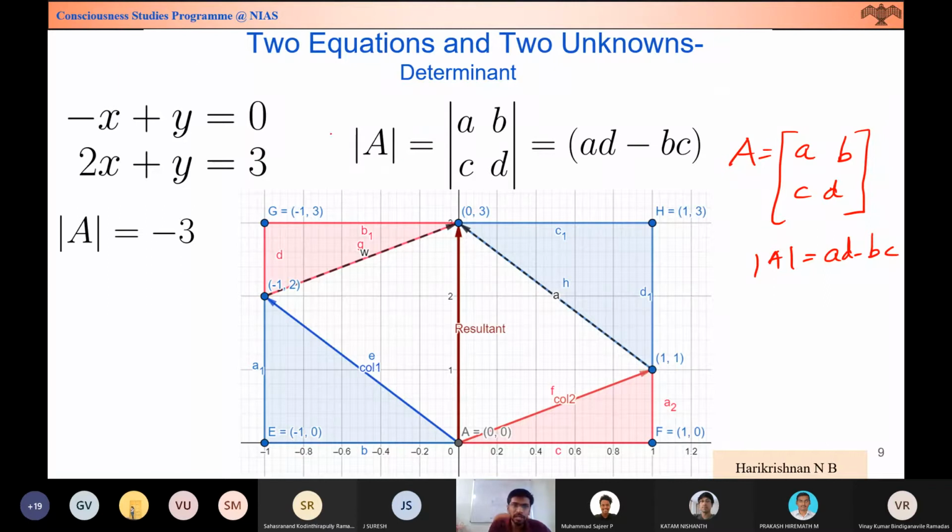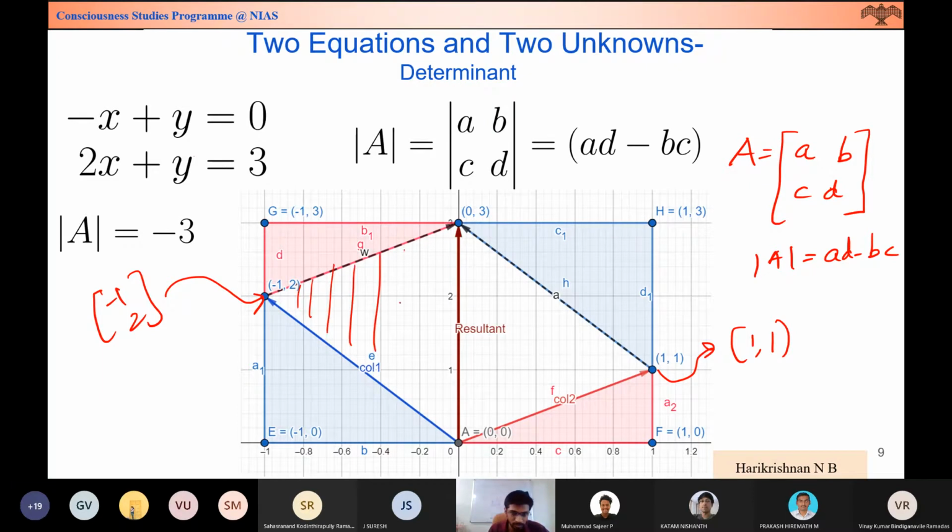So we'll understand that. We take the column picture. So this is column 1. What is column 1 here? It is minus 1, 2. That is column 1. And column 2 is what? Column 2 is 1, 1. Okay. So now what is the area of this parallelogram?